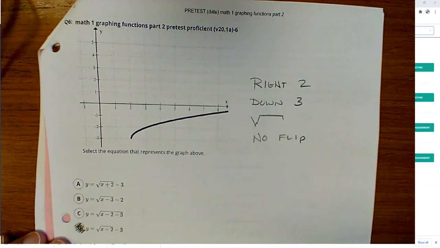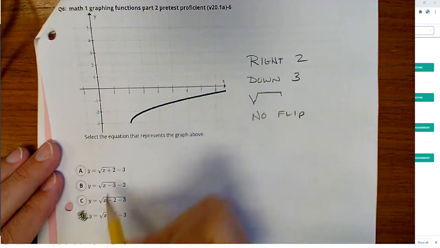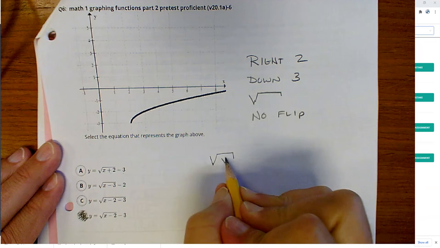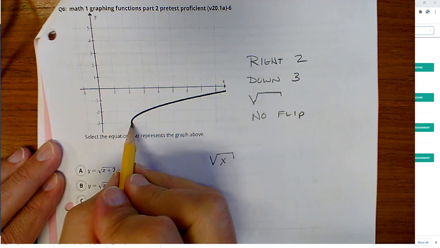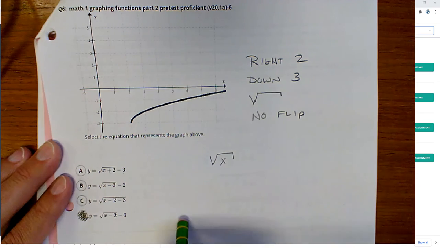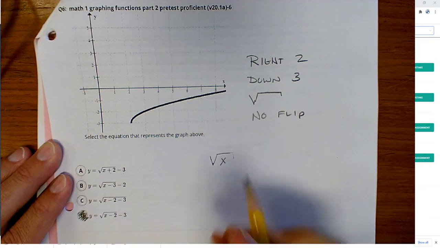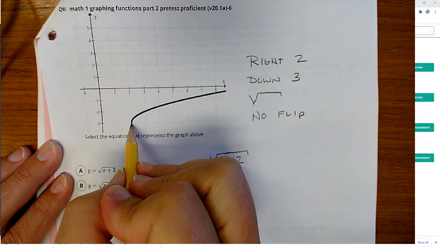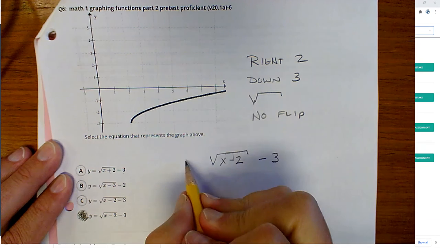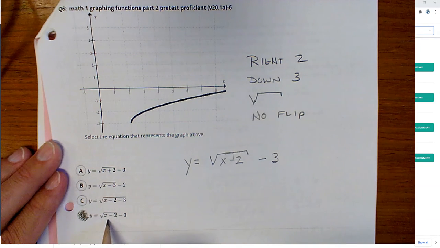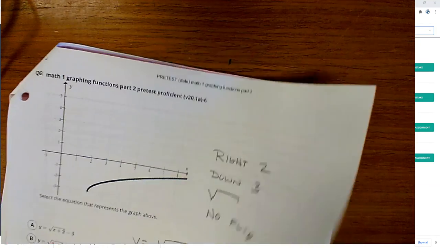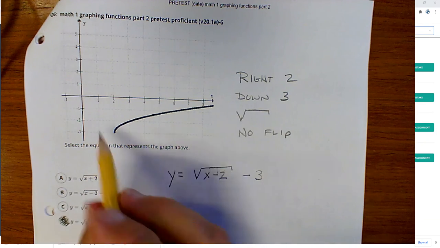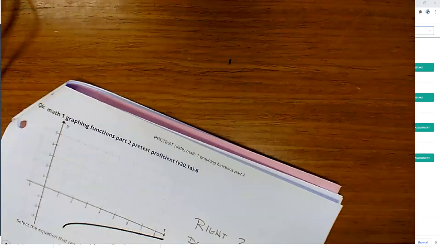All right, we need to match this up with one of these. Now I know it's a square root function, right? I know it has a shift of positive 2, which means it's going to be x minus 2. I know it has a shift down 3. There it is. Y equals the square root of x minus 2, minus 3. Remember, this piece in here is going to appear backwards. It was a positive 2, which means it's a negative 2 inside the square root.